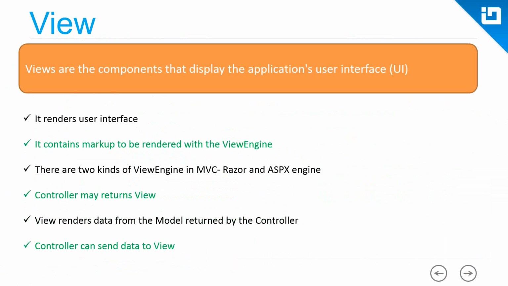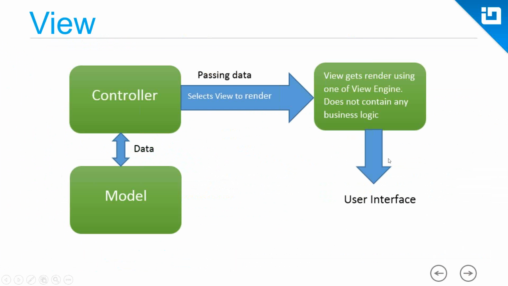Then the controller may return a view. You need to keep in mind that a controller may return a view, as we saw that a controller may return JSON, a string, or redirect to another action, etc. So it may return a view also. The view renders data from the model returned by the controller, and the controller can send data to the view. So these are the characteristics of a view, and let us go ahead and see how a view works.